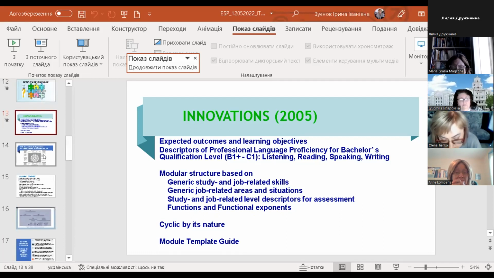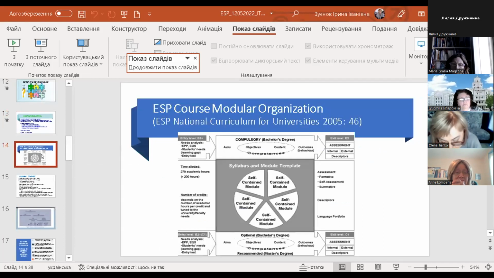This slide demonstrates all the innovations gathered in one scheme. You can find everything here, because this is a compulsory bachelor's degree course, which starts with needs analysis. You see ESP, I told you all these things, and then entry testing, and you see the aims, and you see that the competencies include learning objectives, which make the content of the course on the way to outcomes. But at that time, the time allotted was 270 hours.